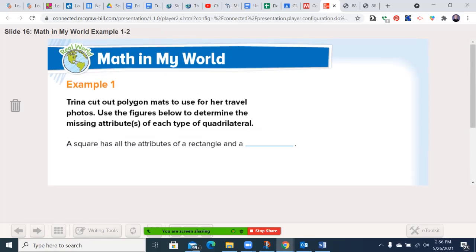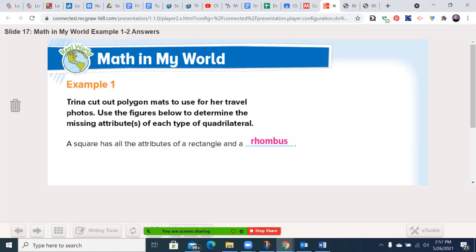All right, example basic continues on. At the bottom of the page, a square has all the attributes of a rectangle, and if you said parallelogram, you are right. Oh, and a rhombus too. Basically, it's all of these things except a trapezoid. It is a parallelogram, a rhombus, a rectangle, but not a trapezoid because a trapezoid only has 1 pair of parallel sides.